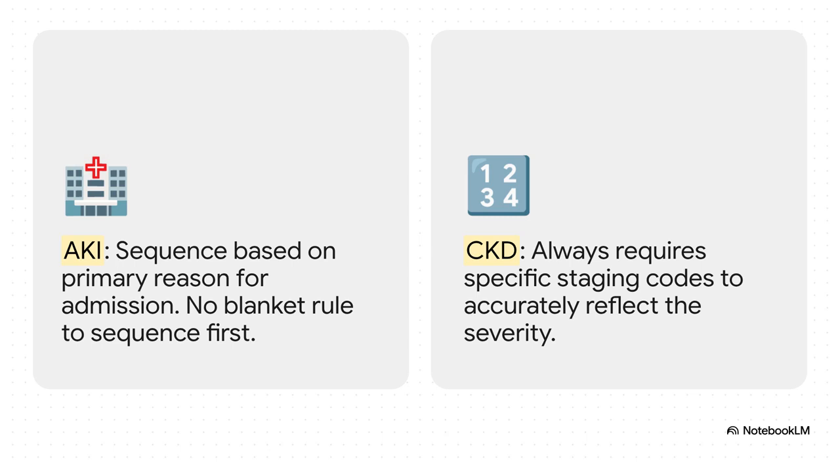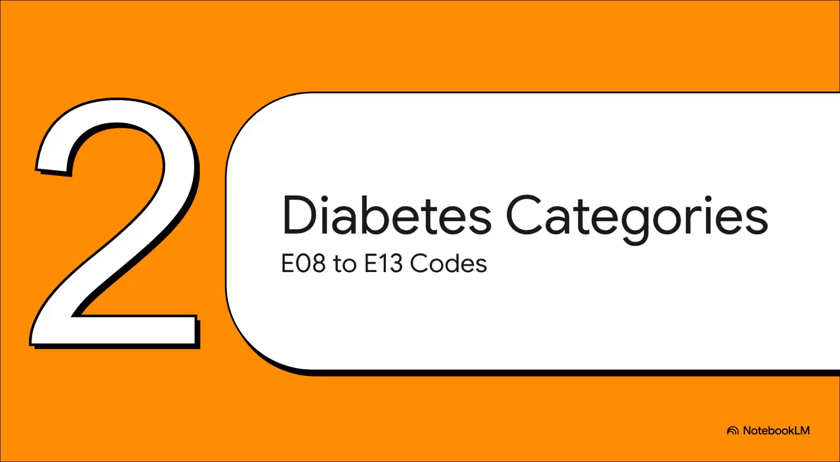I just want to take a second to recap our previous explainer, Part 12. Remember, when a patient presents with both acute kidney injury and dehydration, there's absolutely no blanket rule stating AKI must always be sequenced first. You really have to base it on the primary reason for admission. And don't forget, chronic kidney disease always requires specific staging codes, like the N18 category, to accurately reflect the patient's severity. Moving right along to Section 2, ICD-10-CM diabetes categories E08 to E13.